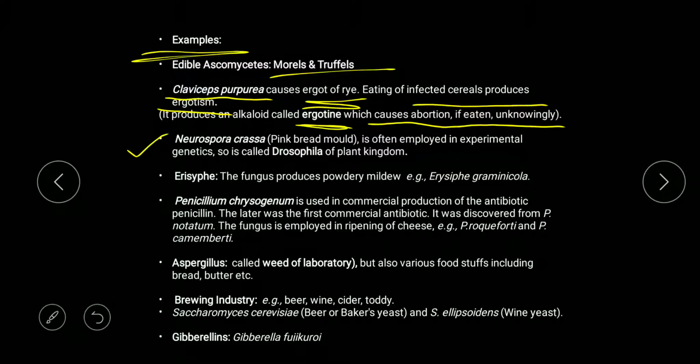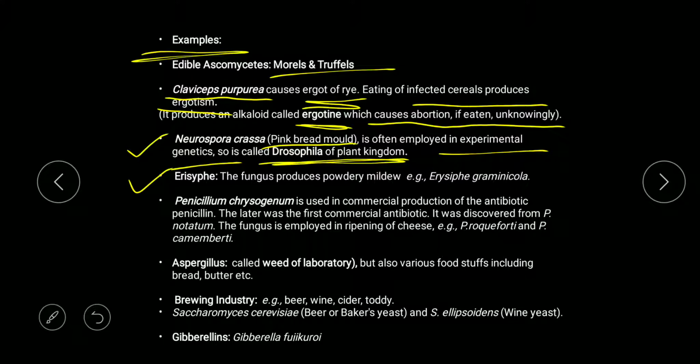We remember this is the pink bread mold. Okay. Now it is often employed in experimental genetics. So used in so many experiments. As you know, in animals we have studied so many genetic experiments on the Drosophila. Same way in case of plants, where fungi were initially considered as plants, in fungus, Neurospora is the species on which several experimental genetics experiments have been done. So it is known as the Drosophila of the plant kingdom, related to the animals.